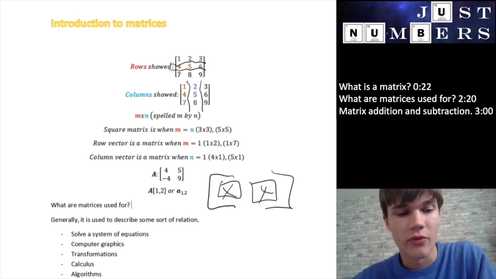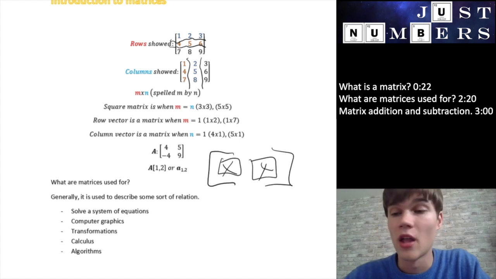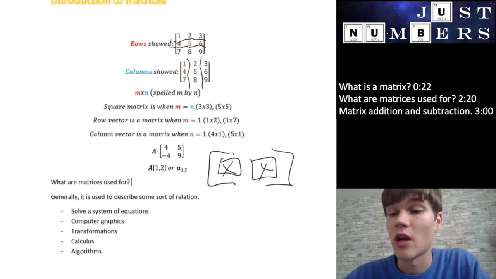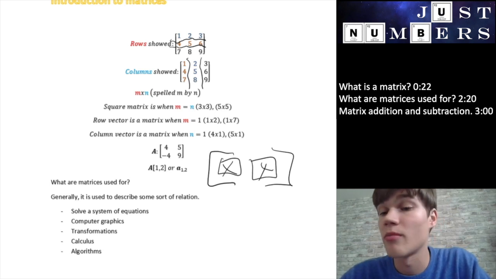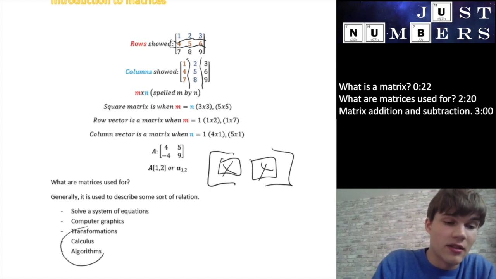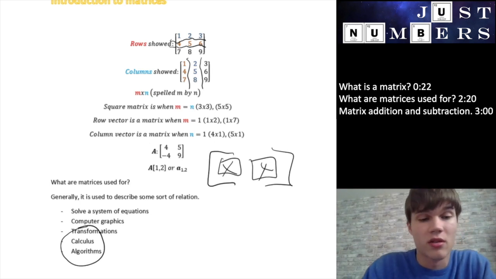And what are matrices used for? Generally, they are used to describe some sort of relation. They could be used to solve a system of equations, which is what I'll be looking at in the coming videos. They could be used in computer graphics, for instance, to manipulate a 3D model onto a 2D screen. They could be used in transformations to transform an object. They could be used in calculus and algorithms, and this is actually very important for machine learning, which would be interesting to look at later on.